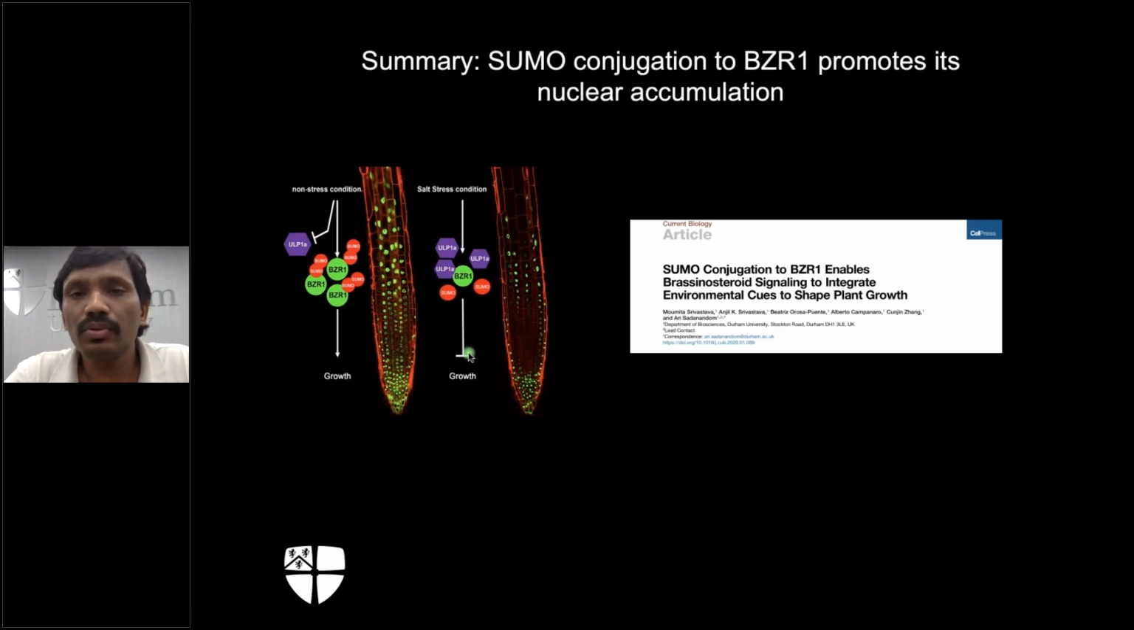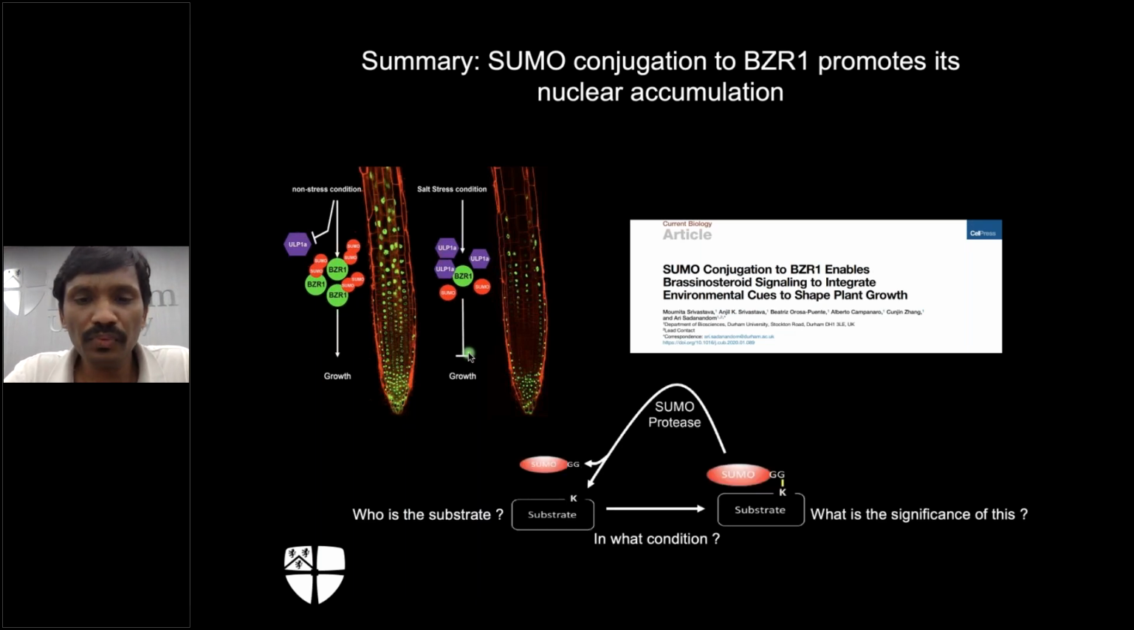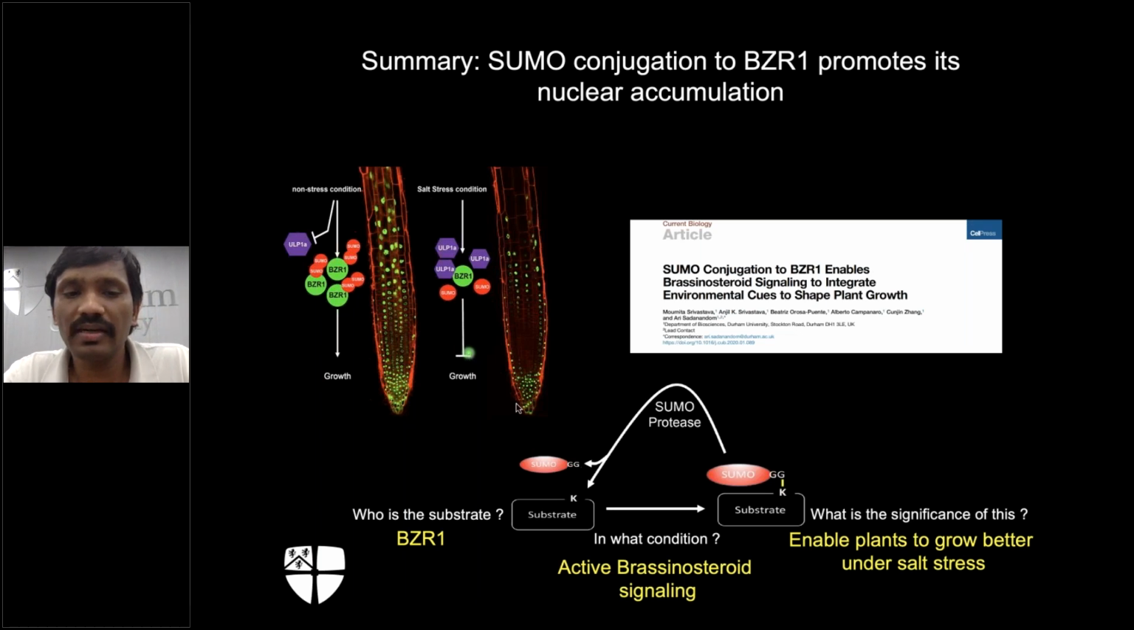So that's what we have shown in this paper: how SUMOylation regulates plant root growth in salt stress and non-stress conditions. Ultimately we answered the question of who the substrate is, and in what condition it is SUMOylated, basically active brassinosteroid signaling, and that enables the plants to grow better under salt stress.